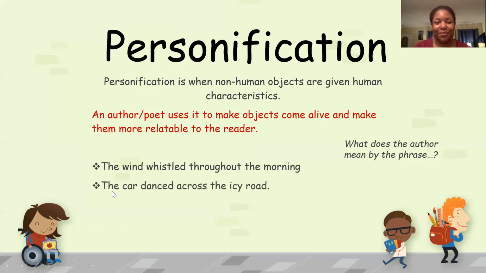Another example here, the car danced across the icy road. So here again is where we're given human attributes or characteristics to something that's not human. So the car dancing across the icy road. What does the author mean by this? The author just means that the car was swerving from left to right, that the road was slippery and icy.